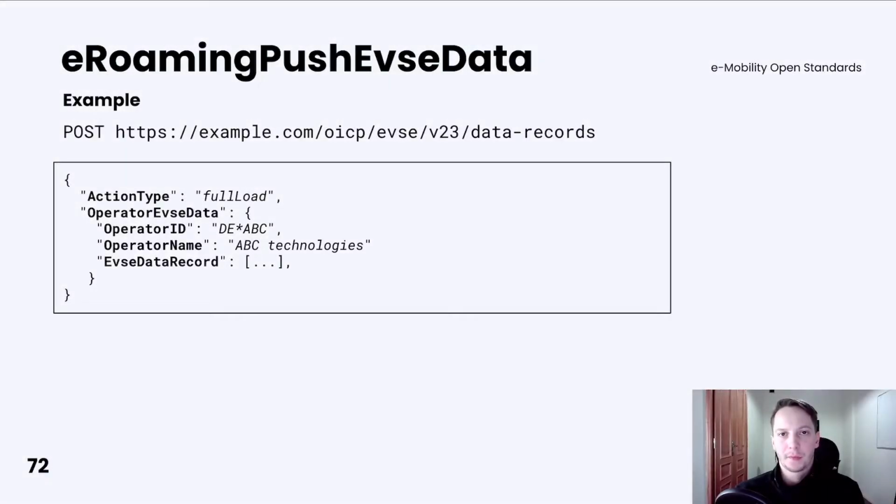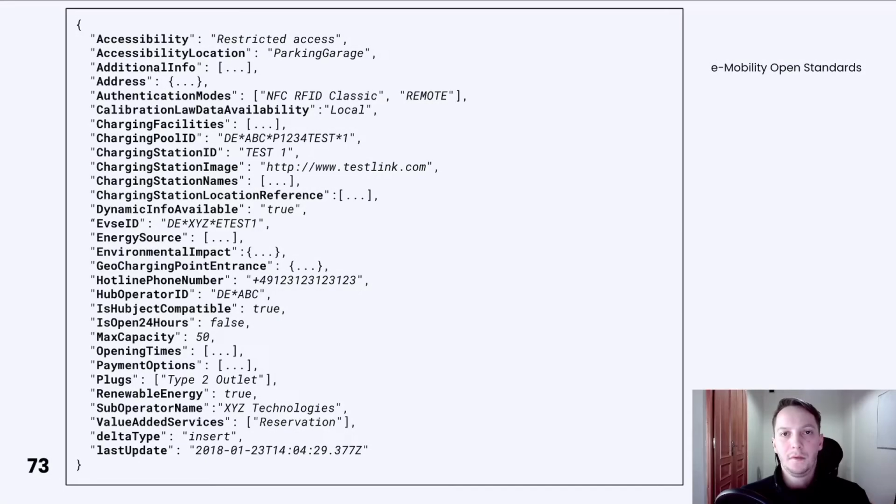As I've told you before, in the eRoaming push eVSEData request, you can specify which kind of operation you would like to perform. The action type field defines whether you would like to perform a full load, insert, update, or delete operation. Also, in this request, you must provide a list of eVSEData records assigned to a specific operator. An eVSEData record is huge and complicated. Nonetheless, it's crucial to at least briefly know what the structure is, what the fields are, and what they represent.